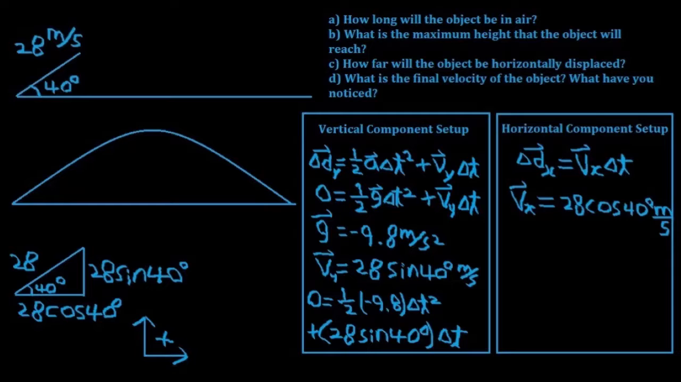Now the horizontal component, we have a simpler equation where displacement equals velocity multiplied by time, and in the horizontal component, velocity is 28 cos 40 degrees.